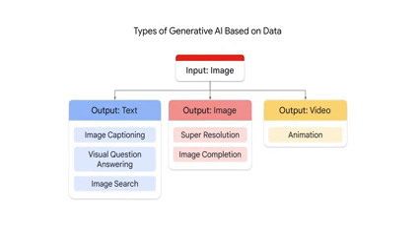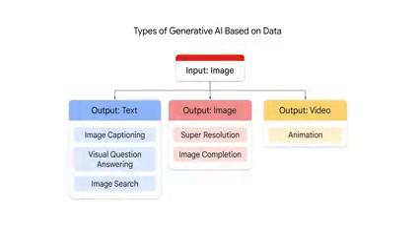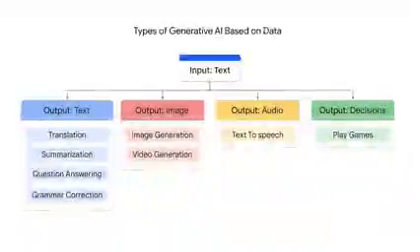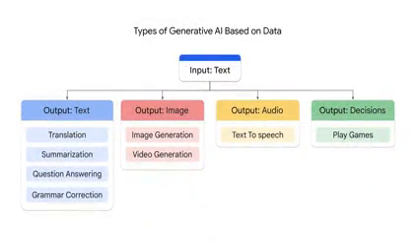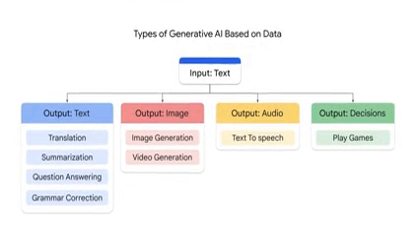For example, under the output text, you can get visual question answering, while under output image, an image completion is generated, and under output video, animation is generated. A generative language model takes text as input and can output more text, an image, audio, or decisions. For example, under the output text, question answering is generated, and under output image, a video is generated.